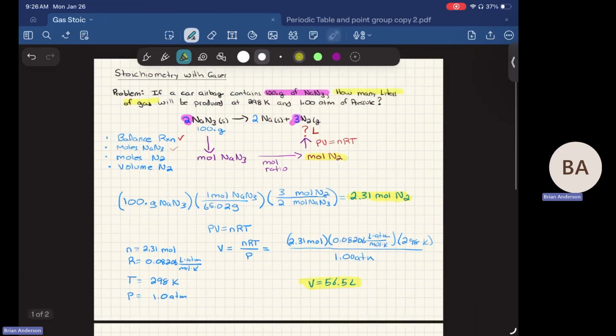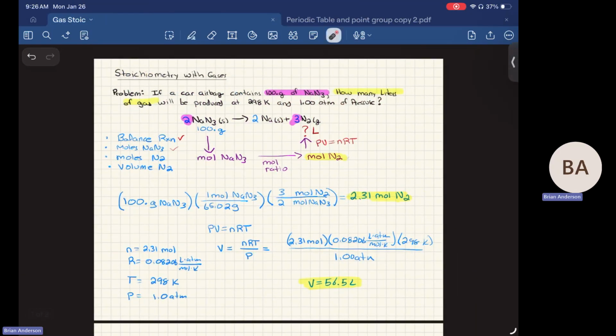When we go back to that question, it says, in our car airbag, if we start with 100 grams of NaN3, how big does our airbag inflate? And we're going to produce 56.5 liters. So we go from 100 grams, which is pretty small solid material, to a huge volume of gas, which inflates your airbag and keeps you safe in case of an accident. All right, so that's how we would solve that problem.